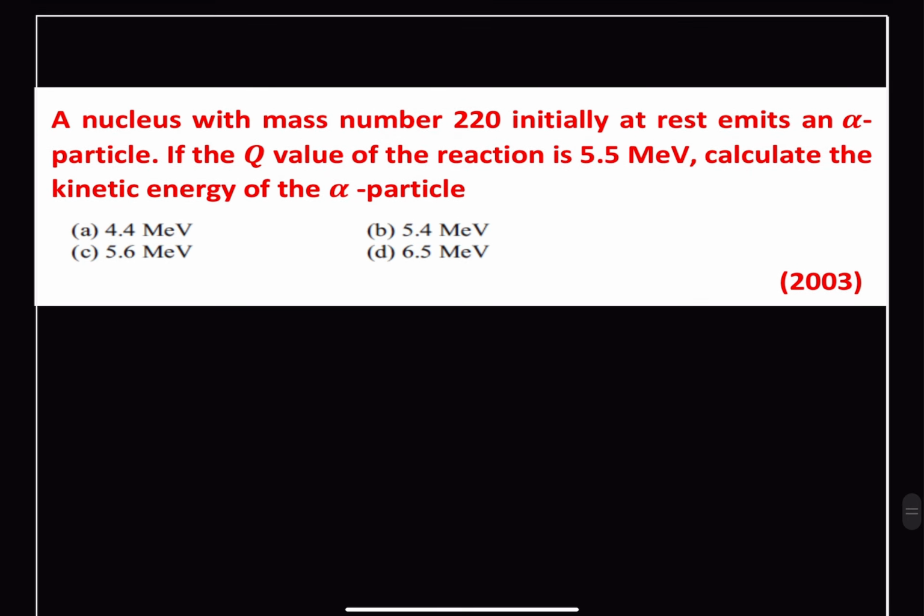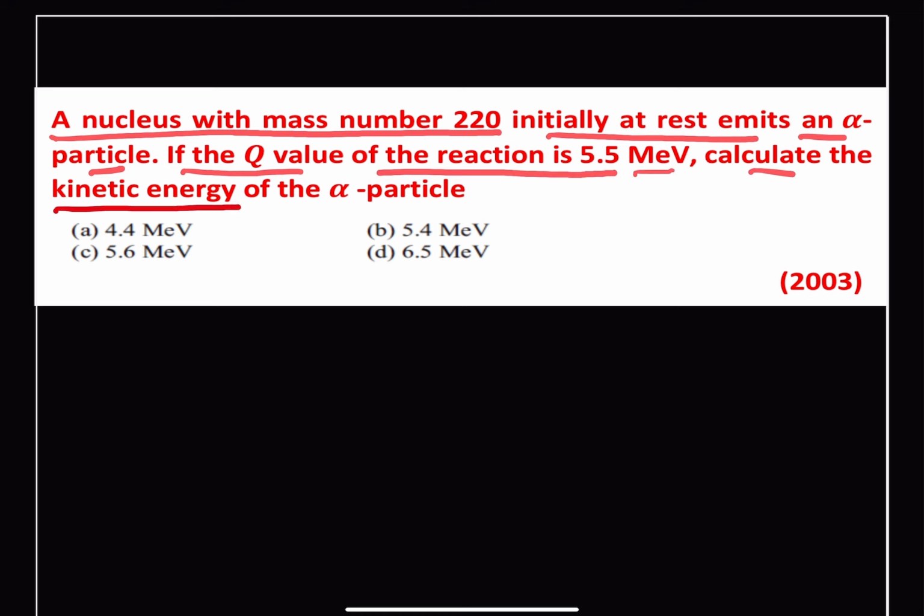Next question. It states that a nucleus of mass number 220 initially at rest emits an alpha particle. If the Q value of the reaction is 5.5 mega electron volt, calculate the kinetic energy of the alpha particle.